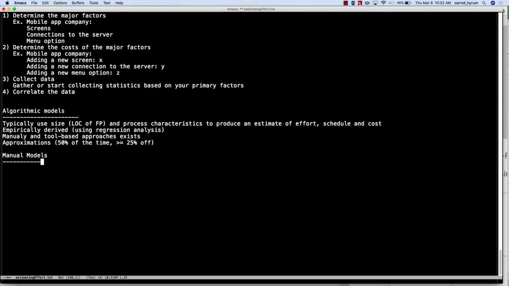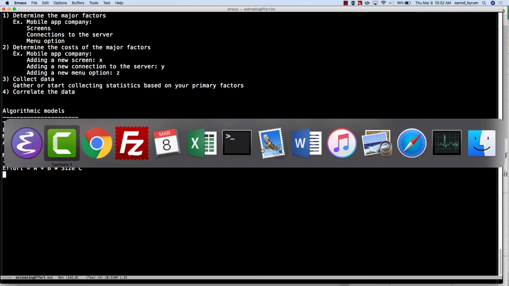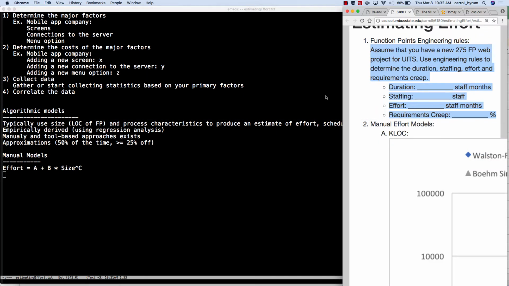So let's first talk about the manual models because they're simpler. We have these manual models, and the manual models all fit the same formula of A plus B times size raised to the C. Okay, and as you would guess, A, B, and C are empirically derived constants. There are several models that exist.